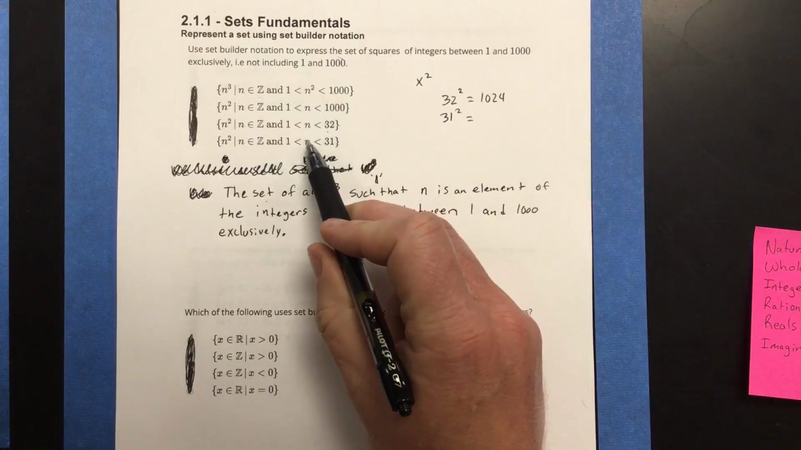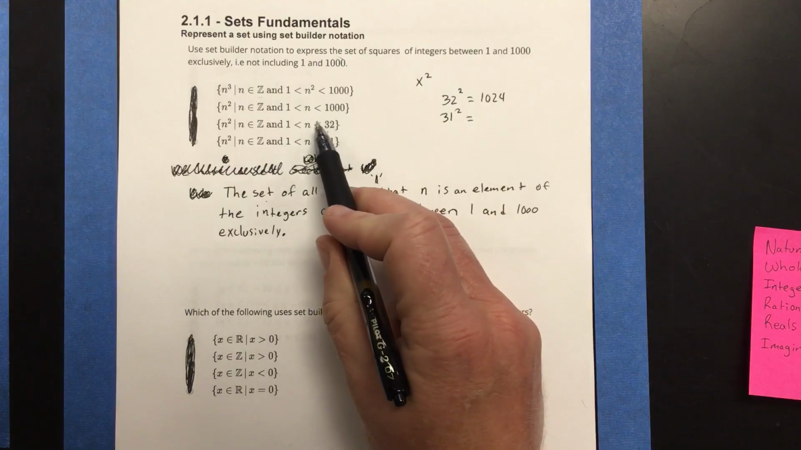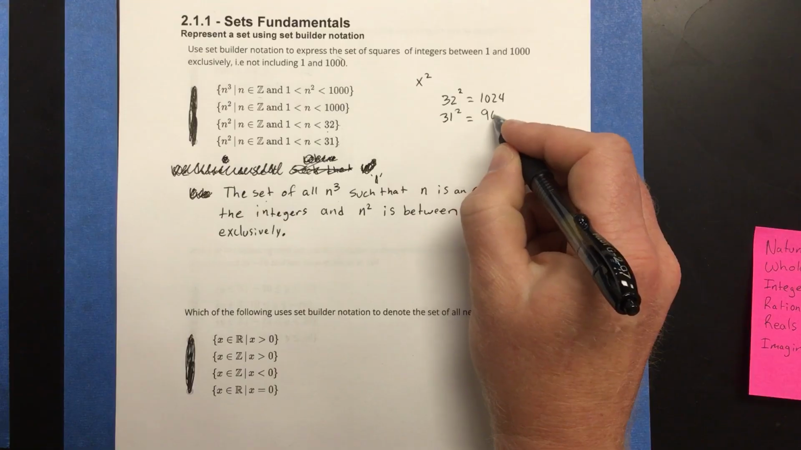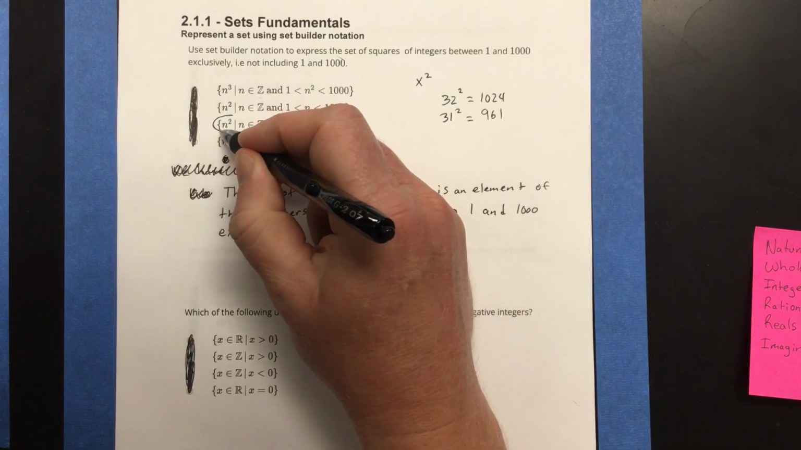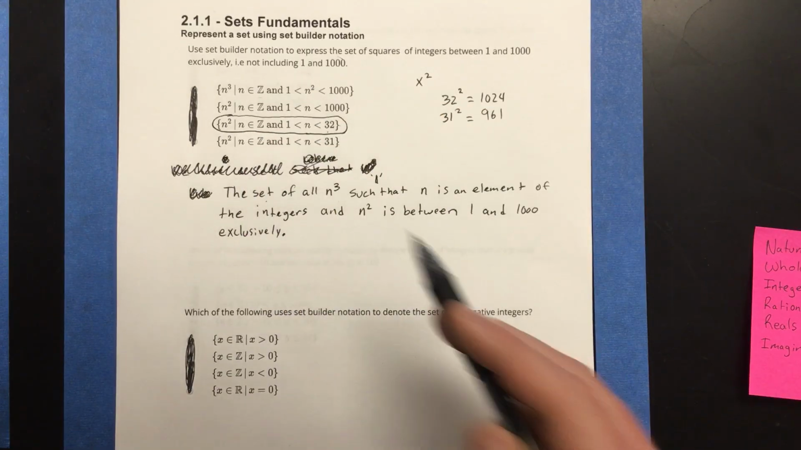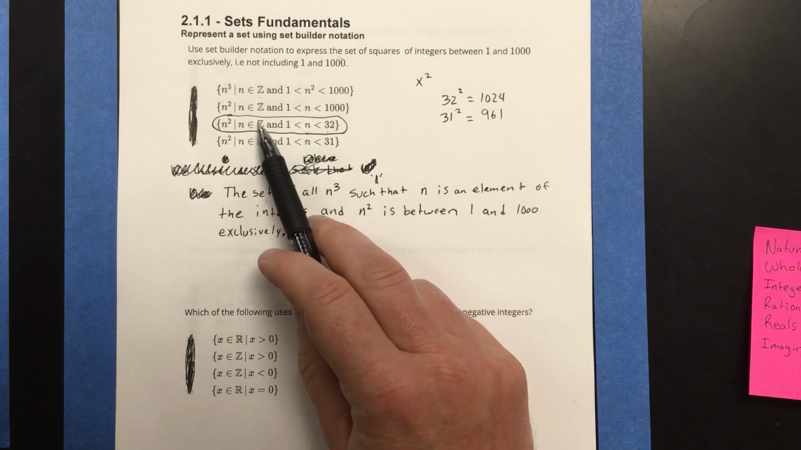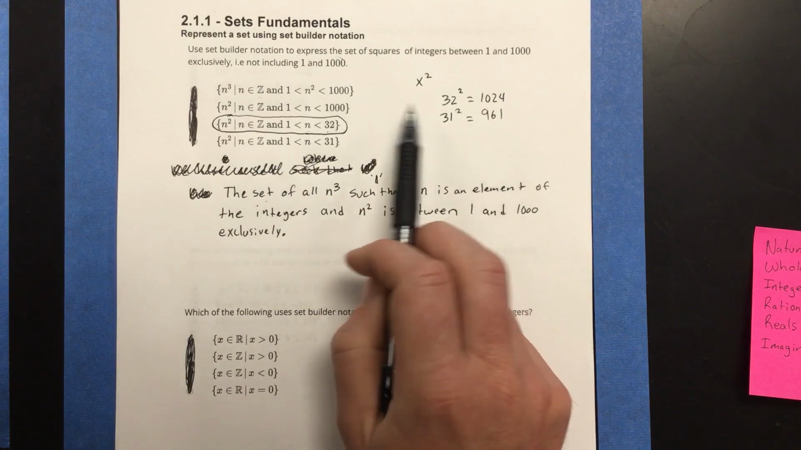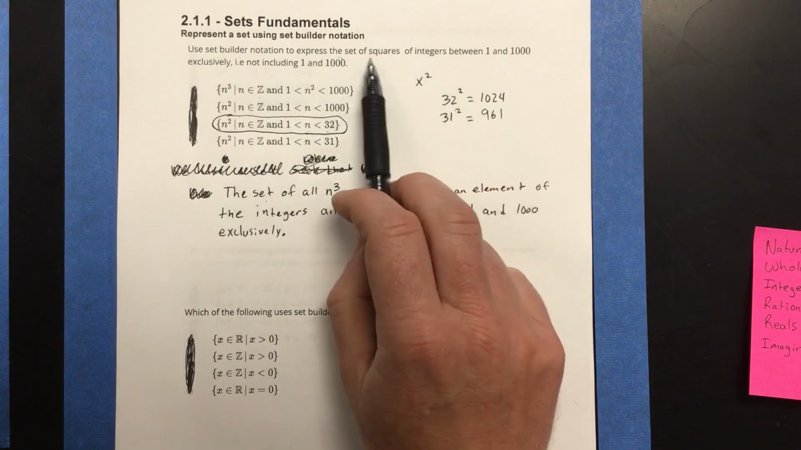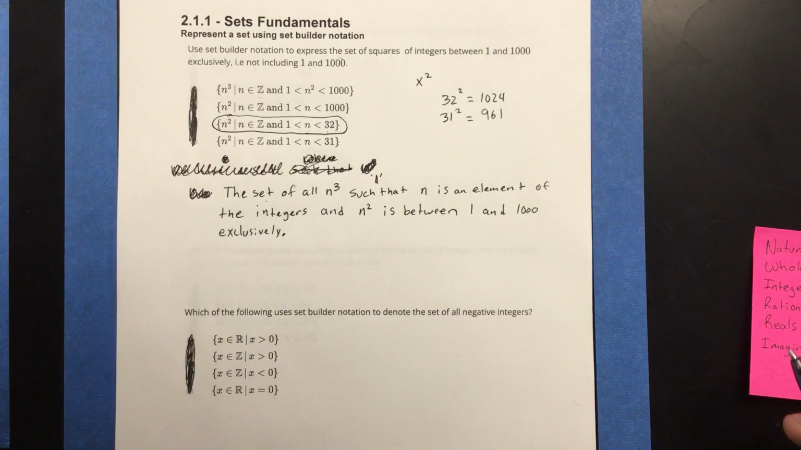If you look at the bottom one, you can't reach 31 with that one. So for this one, the largest number is actually going to be 30. For this one here, the largest number is 31. So we're going to do 31 times itself, and we get 961. So technically, this option right here would make sure that our n squared value is between 1 and 1,000, because n would have to be no bigger than 31 here, since n is a member of the integers. 31 squared gives you 961, that's still within 1,000, so this would be our correct set builder notation for the squares of integers between 1 and 1,000 exclusively, i.e. not including 1 and 1,000.